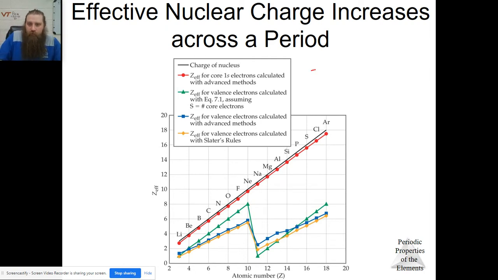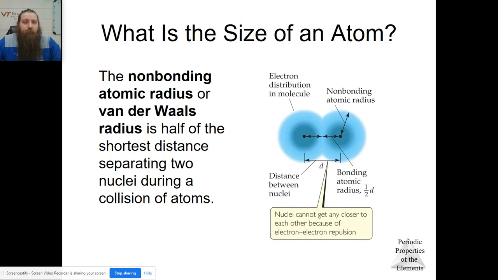So this is the equation you will use to calculate effective nuclear charge. Now, the next trend we're going to look at is the size of the atom, or I guess the first trend. We're going to say effective nuclear charge is a fundamental trend. This is going to be the first trend that depends on that. So the non-bonding atomic radius, which is often called the van der Waals radius, is half of the shortest distance separating two nuclei during a collision of atoms.